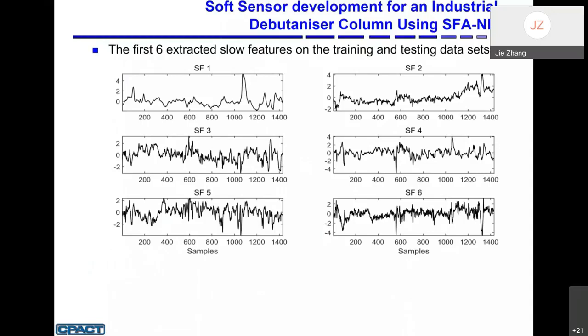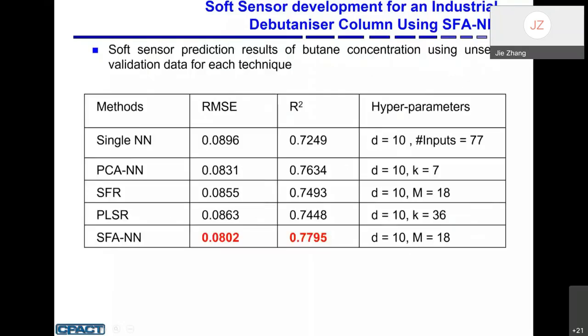Here you can see we extract the slowly varying features. Slow feature 1 is much smoother than the original signal. If you compare slow feature 1 and slow feature 6, you can see clearly that slow feature 6 has more time variation, because slow feature 1 is the most slowly varying feature. So here we use those as the input to the neural network and build the soft sensor model.